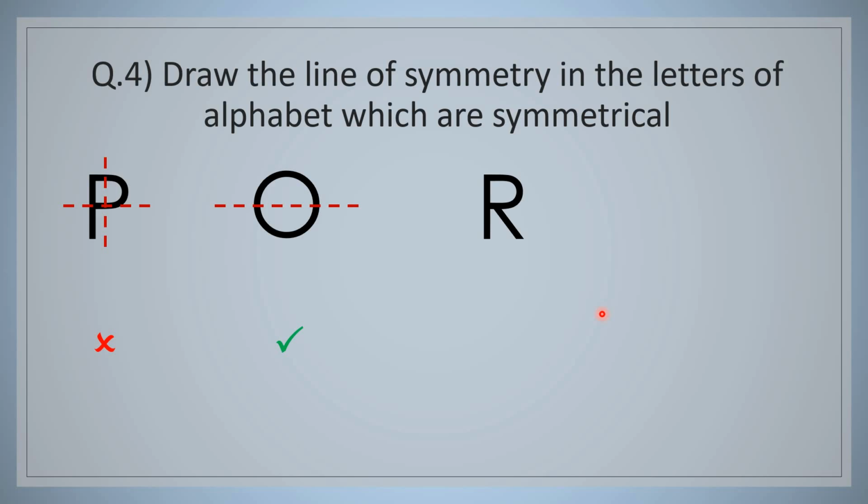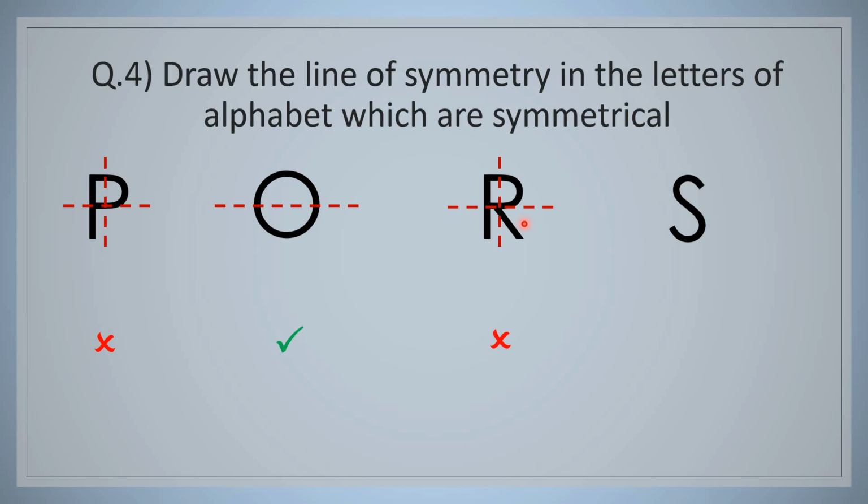Next, let's have a look at R. Let's draw a line of symmetry in a horizontal manner. You can see the top and the bottom do not look the same, so therefore it is not symmetrical. Again, let's try drawing a line of symmetry in a vertical manner. Even after drawing a line of symmetry in a vertical manner, you can see this side and this side do not look the same. So therefore R is an asymmetrical alphabet.